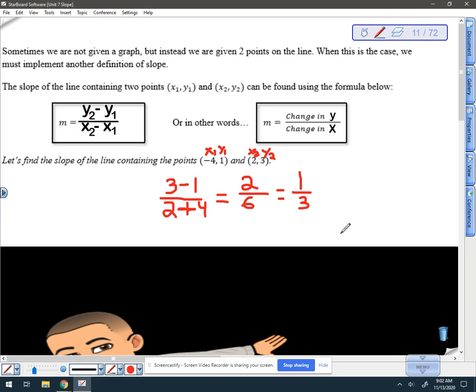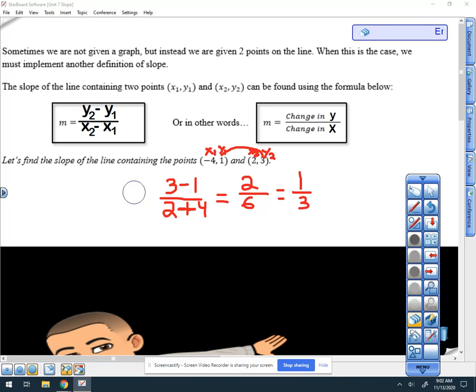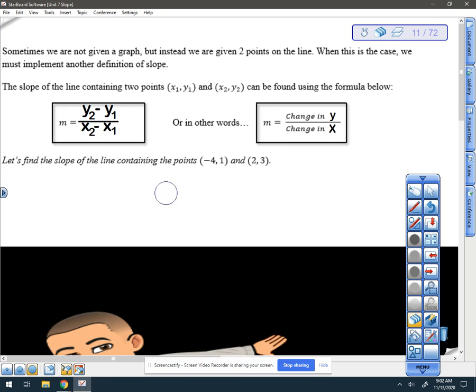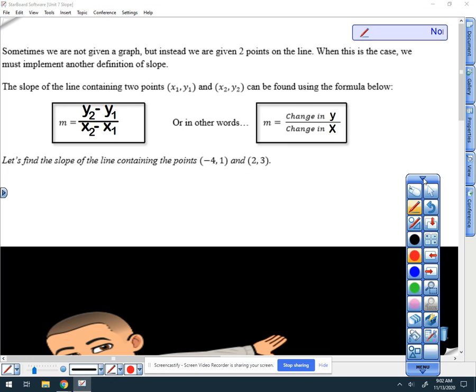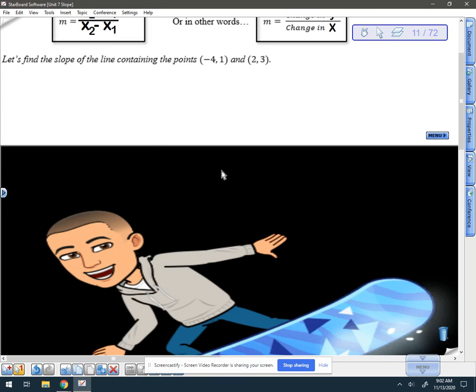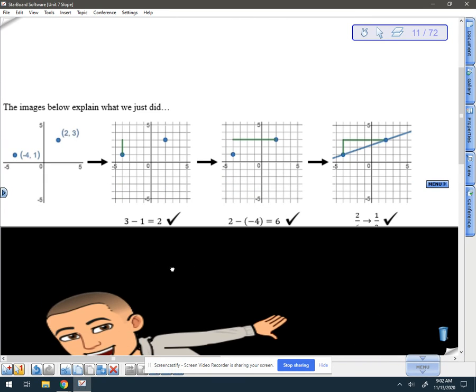So how do you find the slope from 2 points? You just take the second y, subtract the first y, put that on top. Take the second x, subtract the first x. Ooh, I'm misspeaking a lot in this. So let's look at some more examples if my fumbling around messed you up a little bit on that one.